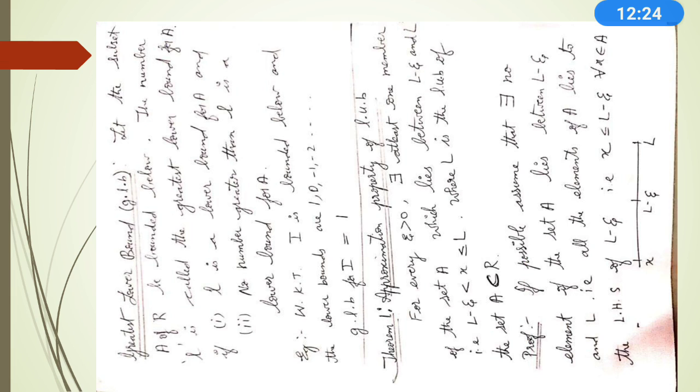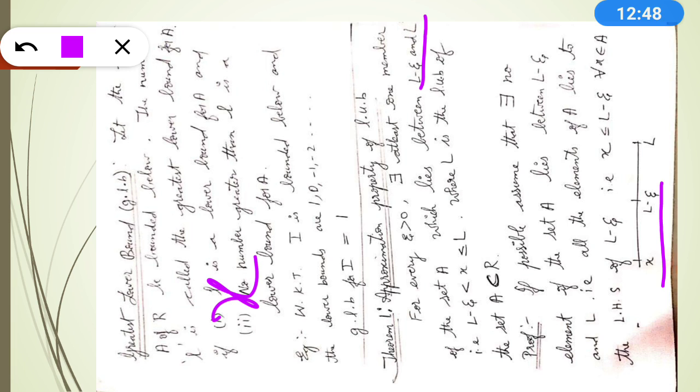So, we will see the proof. Suppose there is no element between L minus epsilon and L, what will happen? Obviously, the elements will be to the left of L minus epsilon. That means every element of the set will be to the left of L minus epsilon. What does it mean? My x will be less than or equal to L minus epsilon.